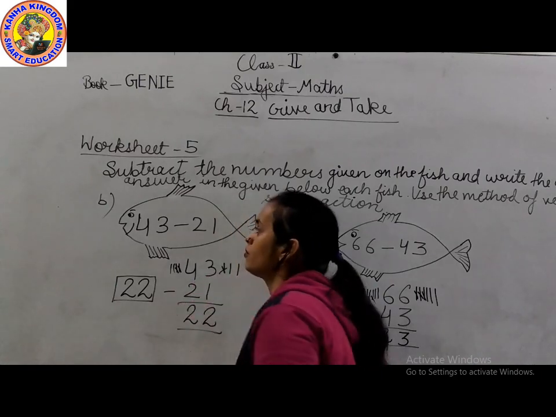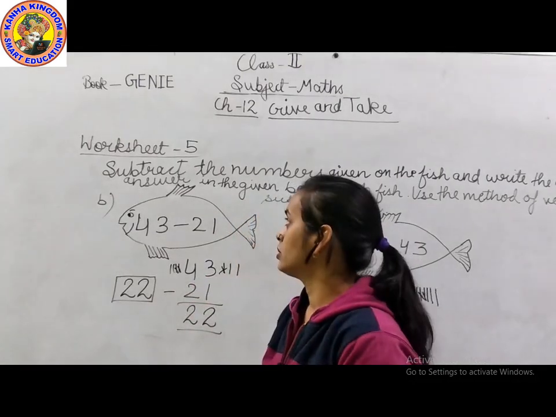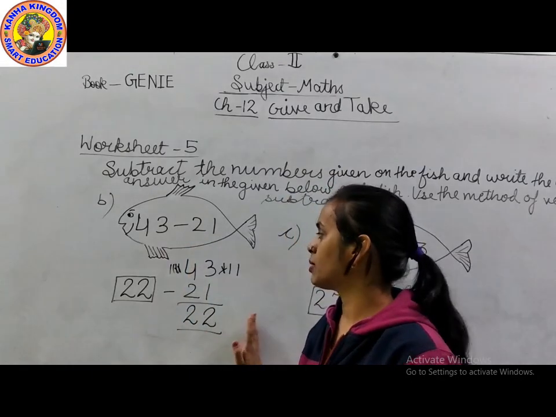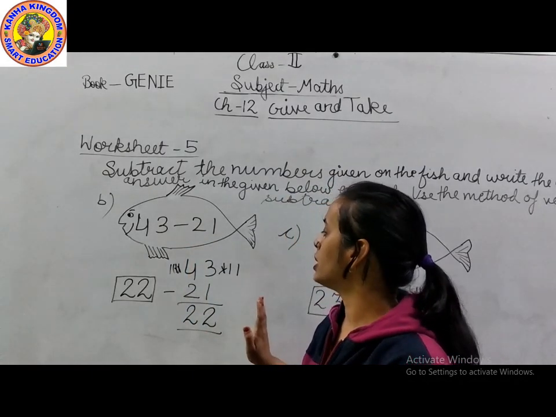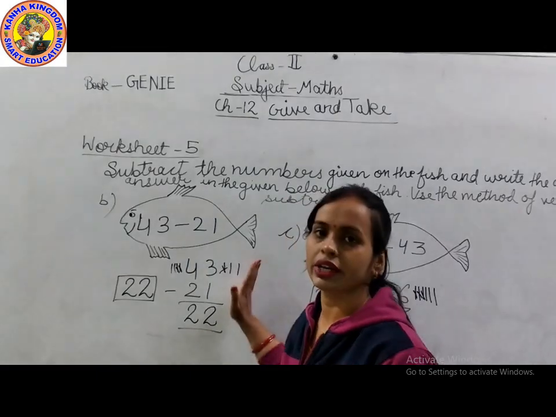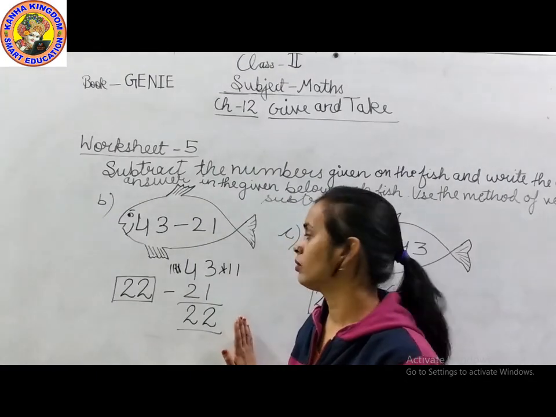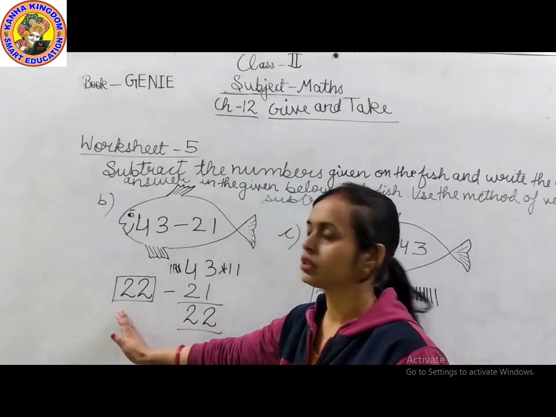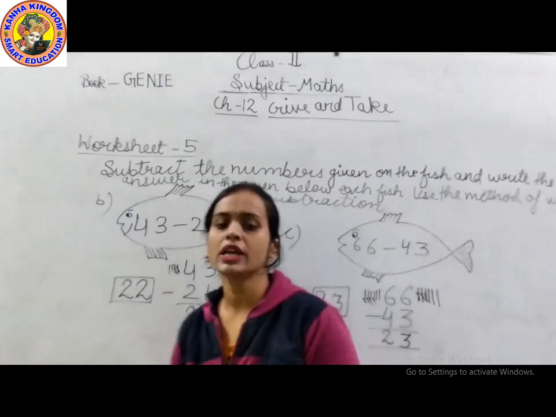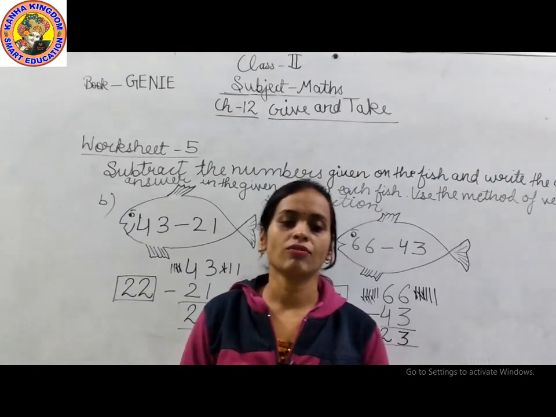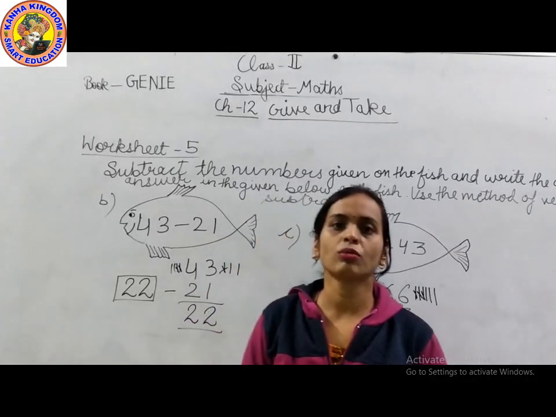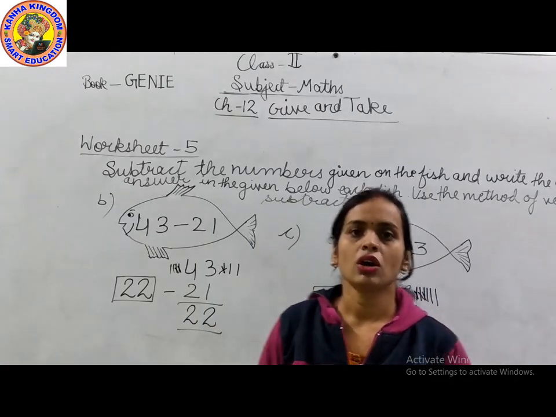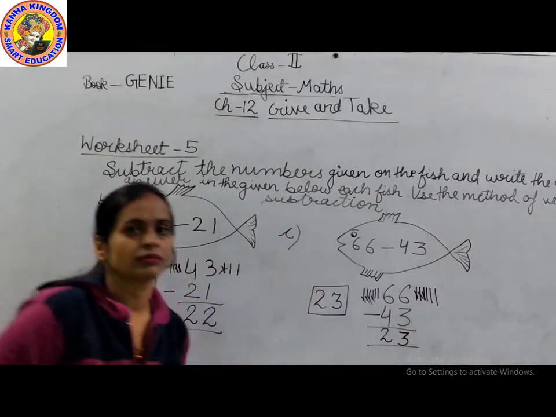Okay. First, in this question, we subtract the numbers by using vertical subtraction. Then write the answer in the box. Okay. Rest all the questions of worksheet 5, do in your book, and the next worksheet 6 also do yourself.